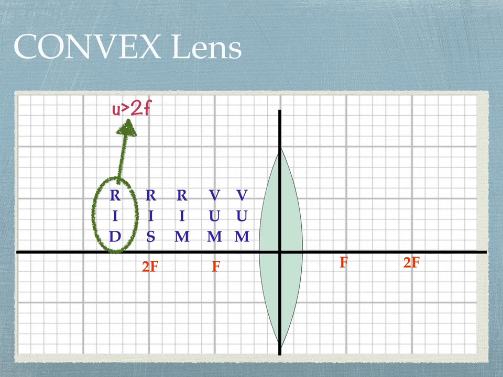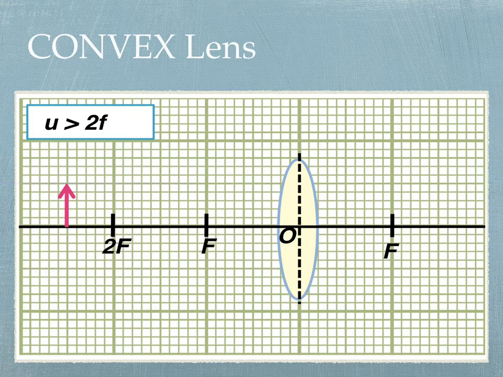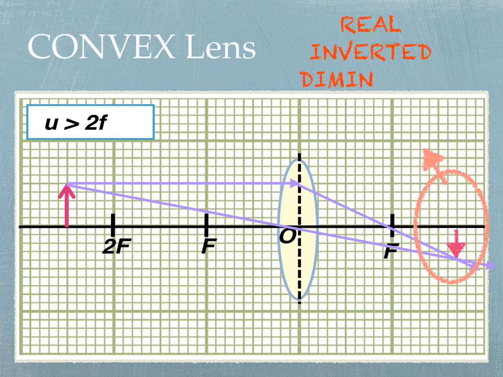When the object is more than 2F, the image produced is RRD. Let's try and check. The image produced is RRD: real, inverted, and diminished.